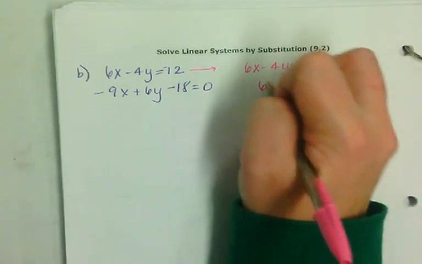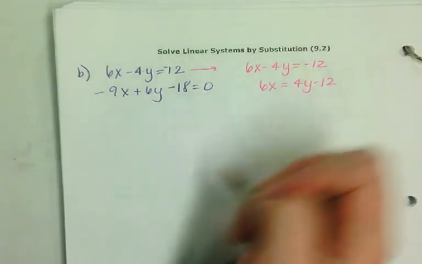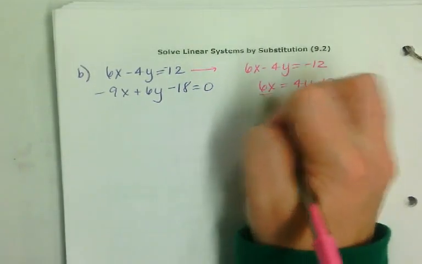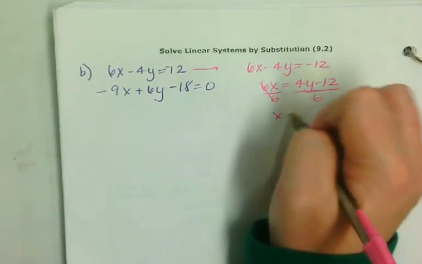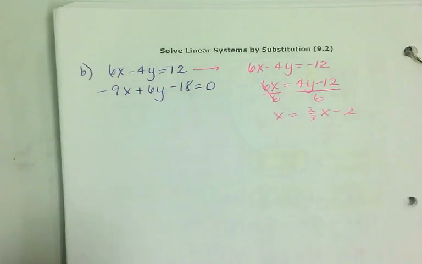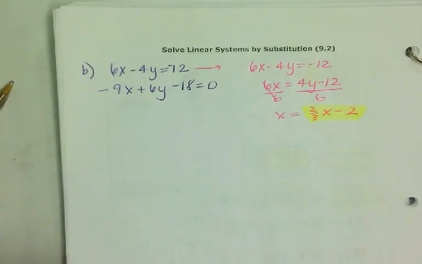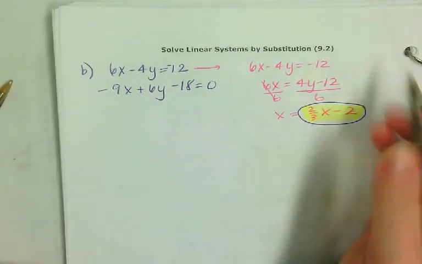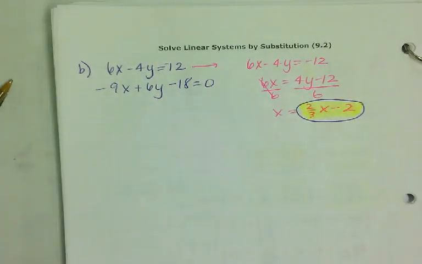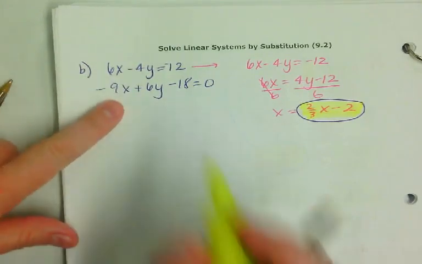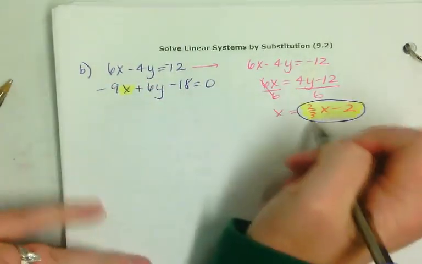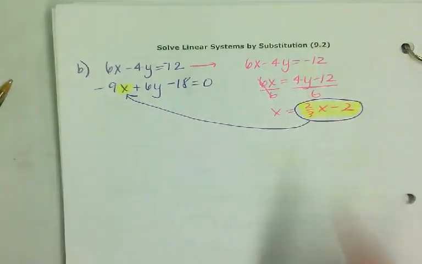We would add the 4y, and then we would come in and divide by 6. So now we have given x a new name. We have isolated it. X is 2/3 y minus 2. Make sure you divide both of these terms here by that 6. And I'm going to come into the second equation. We can't use the first one because that's the one we rearranged. And I'm going to replace x with all this junk right here, 2/3 y minus 2.